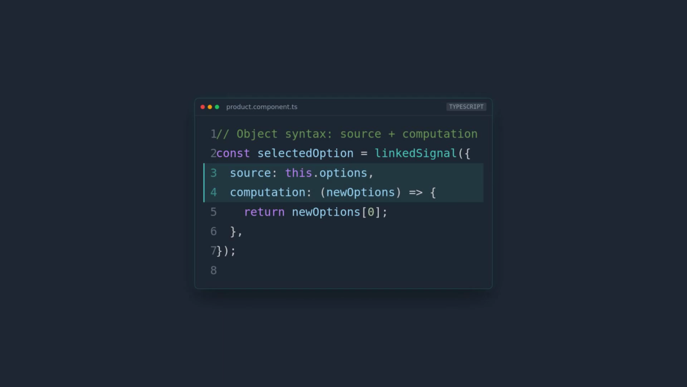The object syntax gives you full control. Instead of a single function, you pass a configuration object with 2 properties, source and computation. Source declares which signal triggers the reset. Computation receives the new source value and returns the derived result.